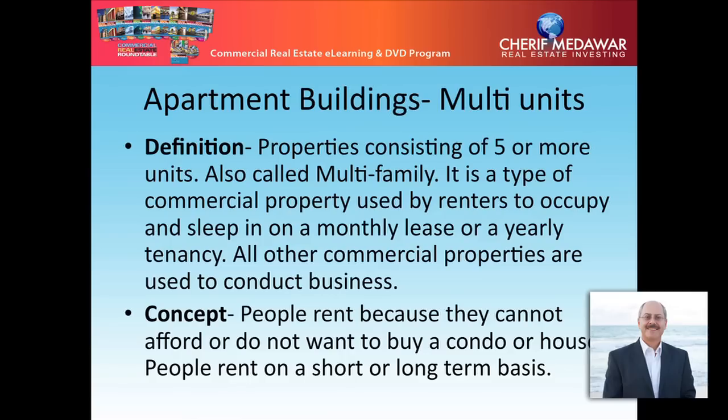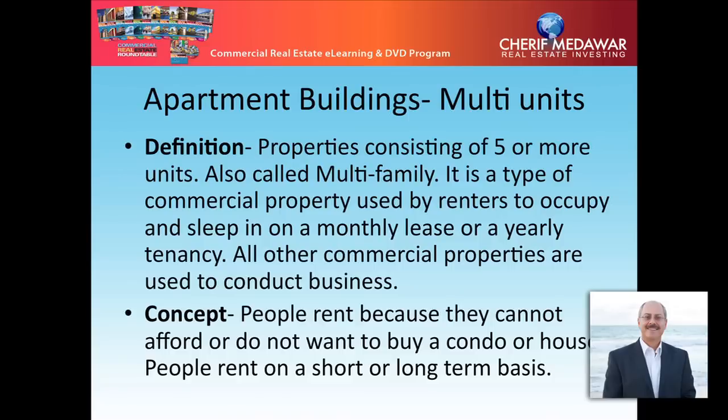So I want to start by using the DCBA formula, which is the definition, the concept, the business model, and the application for success. So let's talk about the definition of an apartment building, or the multi-units, if you will. These are properties that consist of 5 or more units. You see, if you're going to a duplex, threeplex, or fourplex, you go to a residential loan. As soon as you go 5 units plus, the lenders, the banks send you to the commercial loan division. They're called apartment buildings or multifamily.